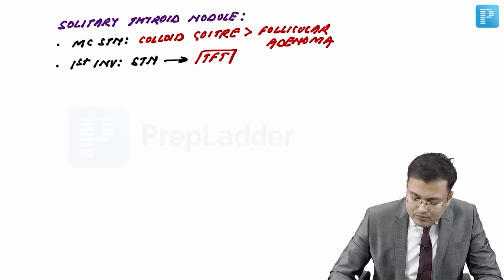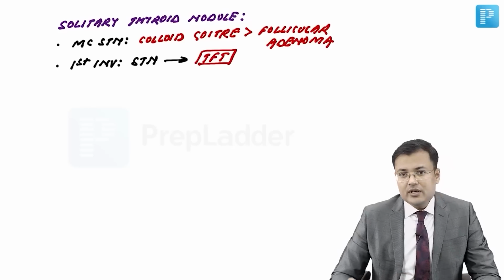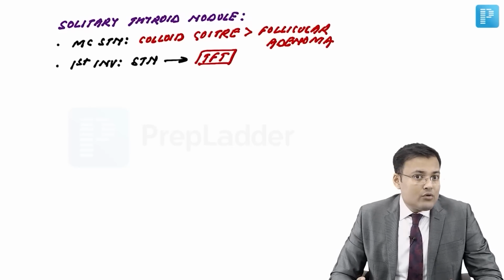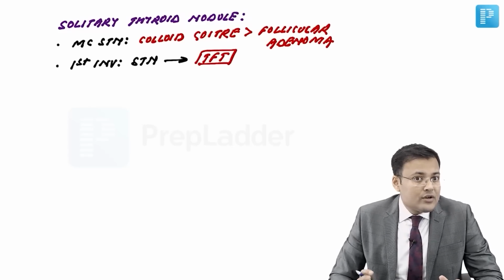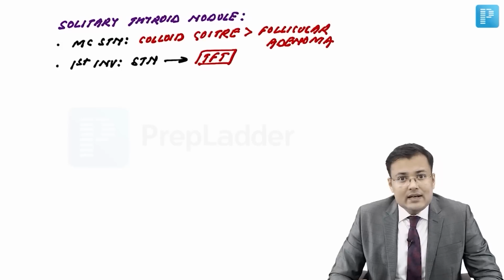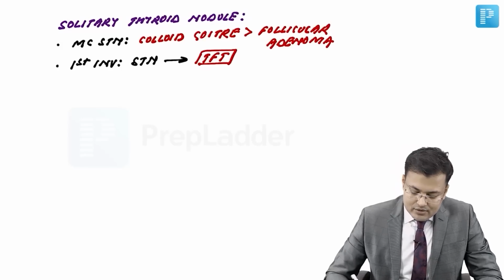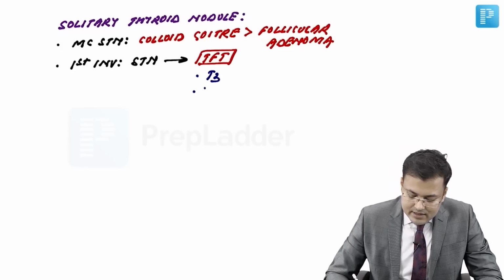Do you know the components of the thyroid function test? T3, T4, TSH. Out of T3, T4, TSH, which one is most informative? It is TSH, right? So here you can see the components are T3, T4, TSH.